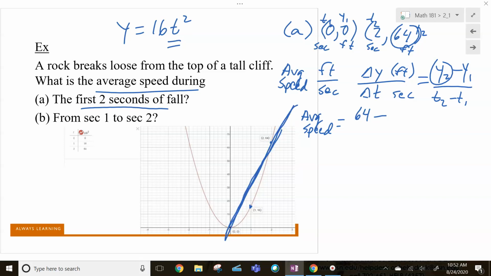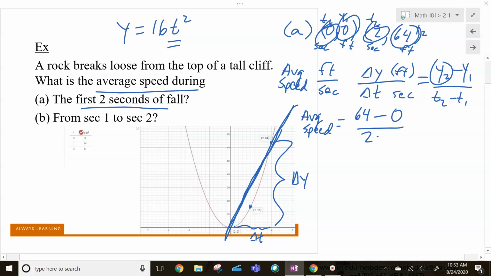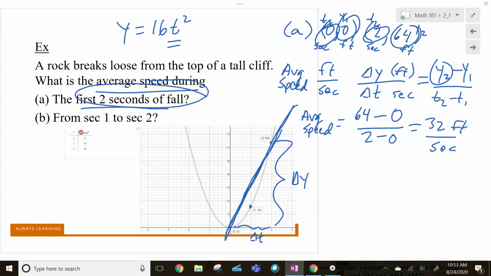The change in the distance fallen, the change in y over the change in time. It's average, so it's our slope here: 64 minus 0 over 2 minus 0. So 64 over 2 is 32, and this is feet per second. So during the first 2 seconds, from 0 to 2 seconds, it averaged 32 feet per second, right?